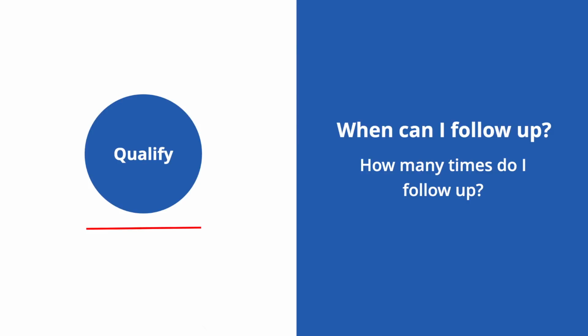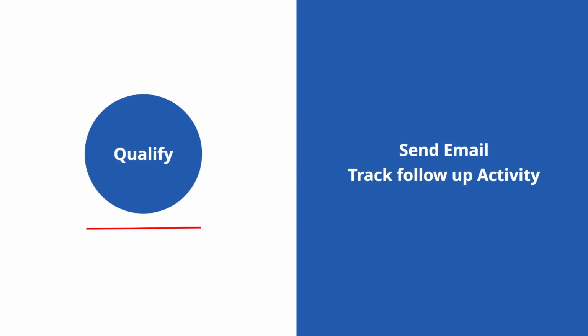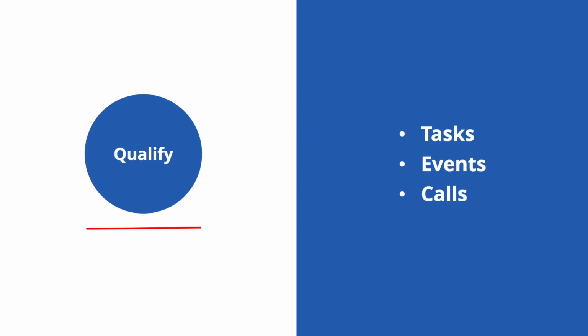Once we start asking them the questions, we've got some traction with them. When do I follow up? How many times do I follow up? How do we gauge that? How you track those things in Zoho is you can send emails out. You can also create different activities for reminding yourself to follow up. So these translate into tasks, events, and calls.